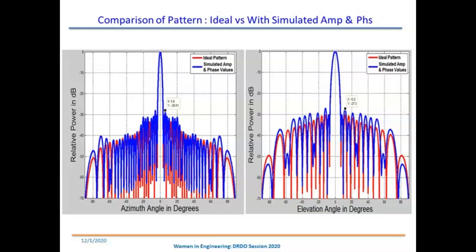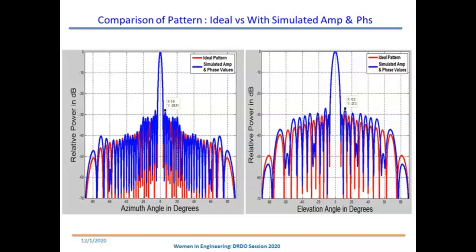So we can see here that this sidelobe level has come up, and the second sidelobe level also has come up. These are all the amplitude and phase errors that were there while designing this waveguide power divider. But since our spec is less than minus 25 dB, this performance is okay for us.